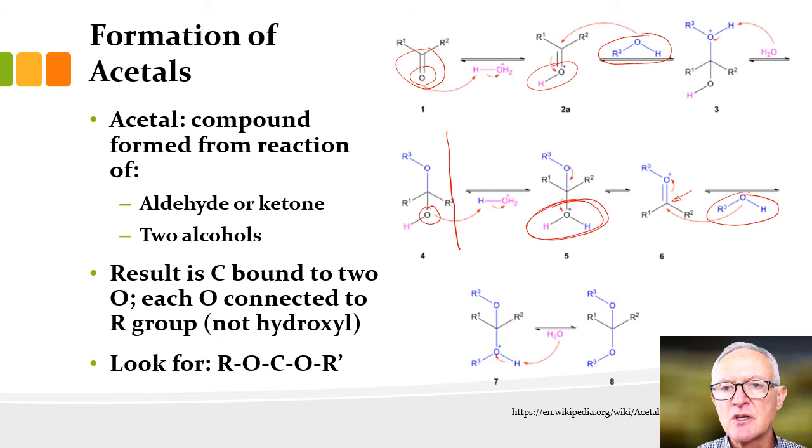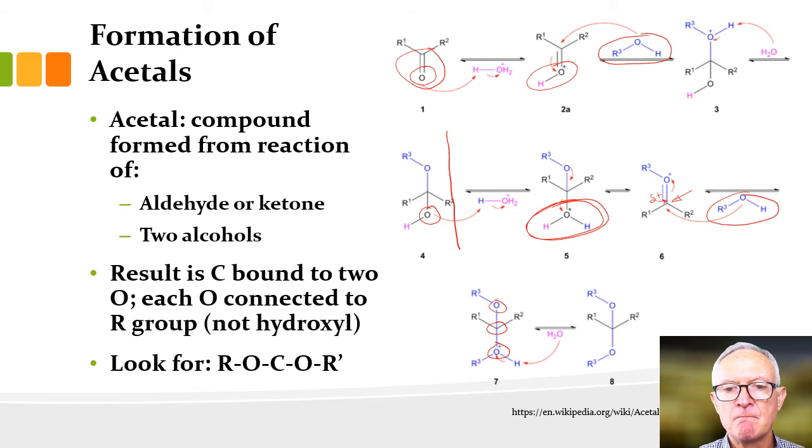Again, there's going to be a partial positive charge on that carbon. And so the lone pair on the oxygen of the alcohol is going to attack there and form a bond. The result is going to be panel number 7. So here you have an acetal. An acetal is a carbon bound to two oxygens, each of which has an R group attached.